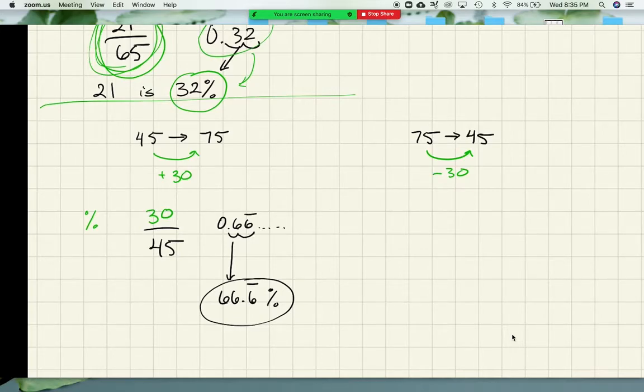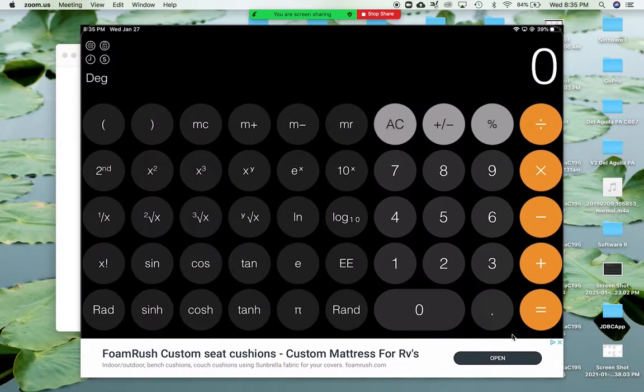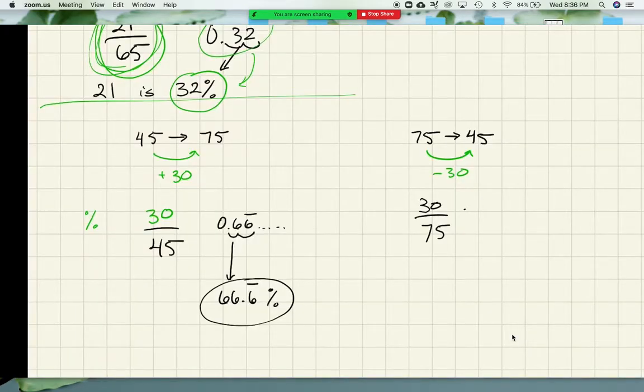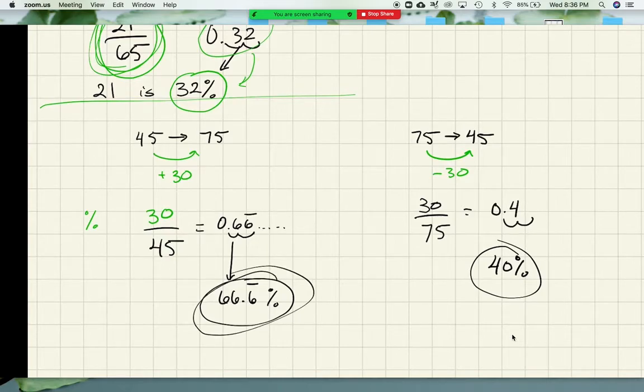So we'll do the exact same thing here. It's minus 30, so 30 will go on the top because that's just the amount changed. 75 on the bottom. So 30 divided by 75 equals 0.4. So as a percent, move it over twice, that would be 40%. So the percent increase is 66%. The percent decrease is 40%.